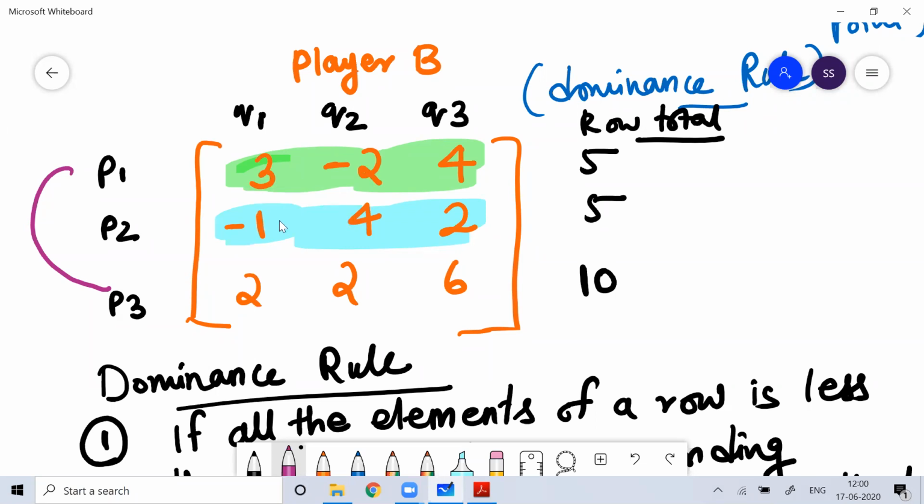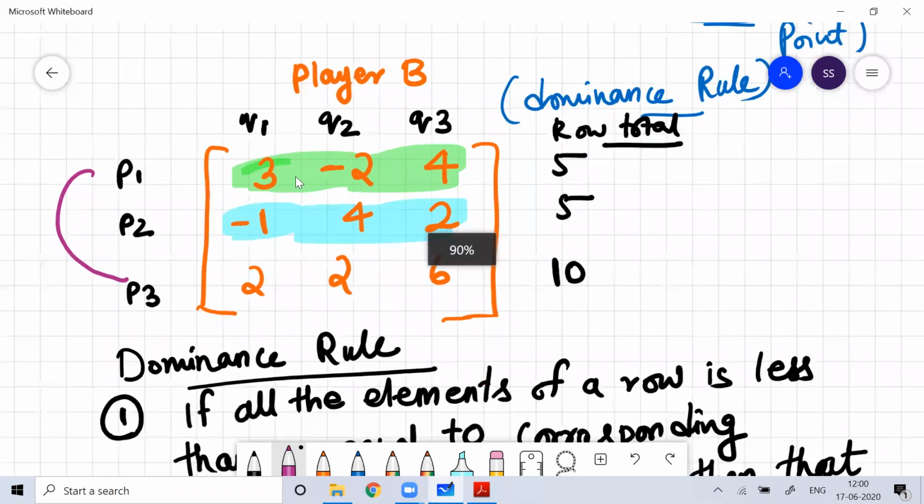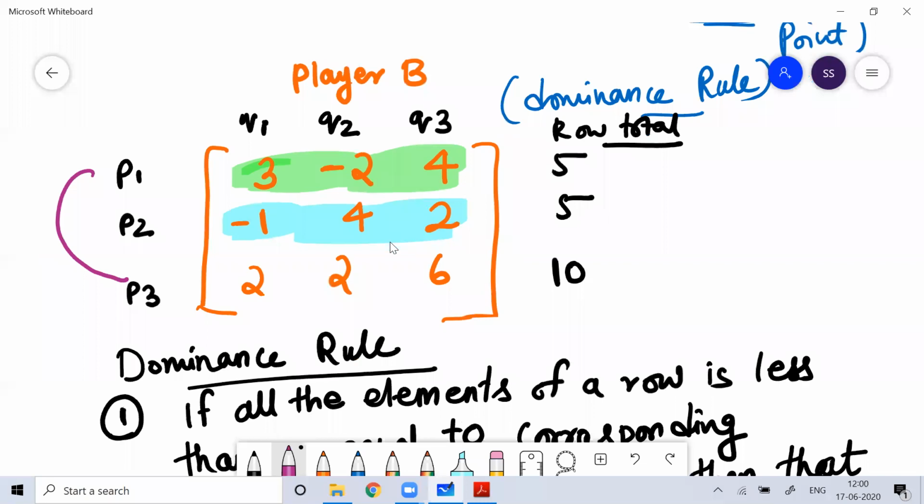Then I did row 1 and row 3. If I do row 1 and row 3, then 3 is more than 2, but then 2 is more than minus 2. So here also I cannot establish the relation between row 1 and row 3. Okay, now see row 2 and row 3. If you see row 2 and row 3, 2 is more than minus 1, then 6 is also more than 2, but 2 is not more than 4.